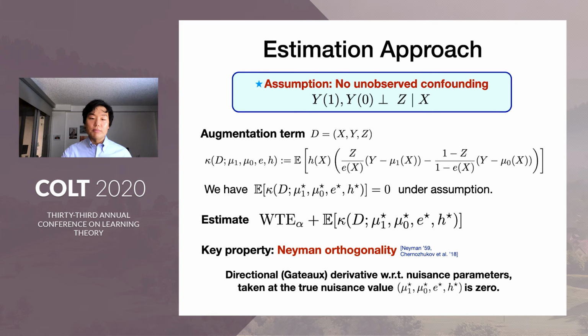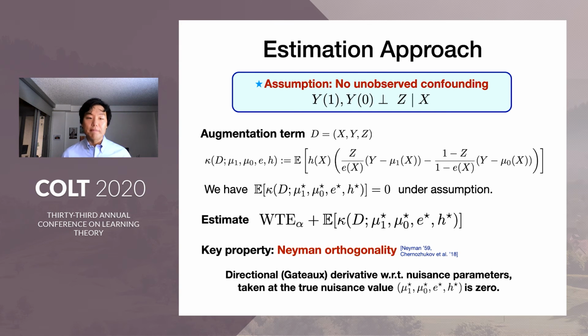Okay, so under this assumption, we're going to use this augmentation term kappa, and we're going to estimate the WTE plus the expectation of this kappa term at the true nuisance parameter. And of course, this mean is 0. So you're not really doing anything. But it turns out that this augmented statistical functional satisfies a key orthogonality property compared to the non-augmented version, simply the WTE.